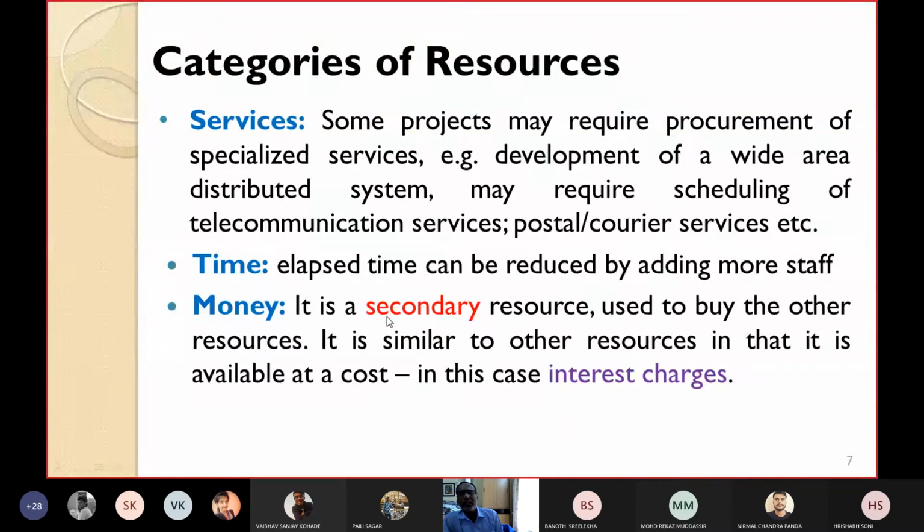So money is not a primary resource, it is a secondary resource. And an examination question may be asked: give an example of a secondary resource. In that way, you have to identify it and give an example of a secondary resource. So those things you should answer.